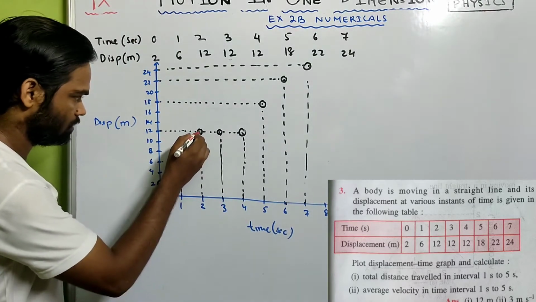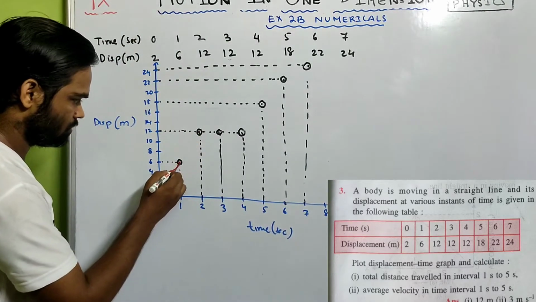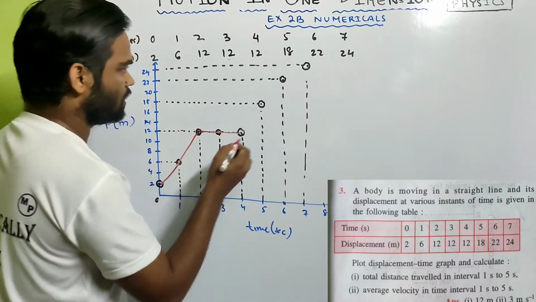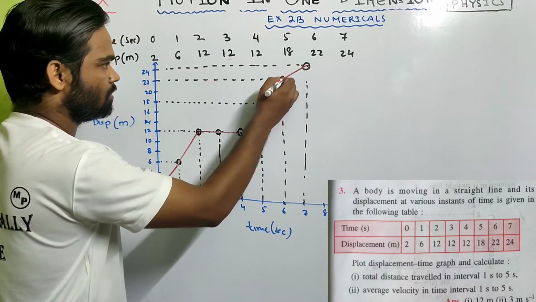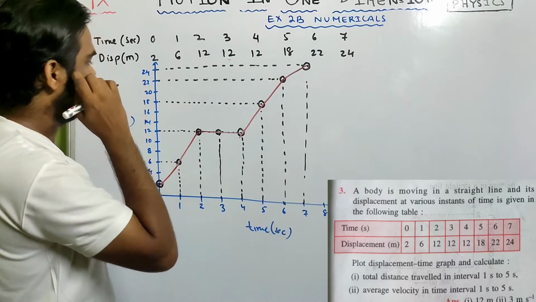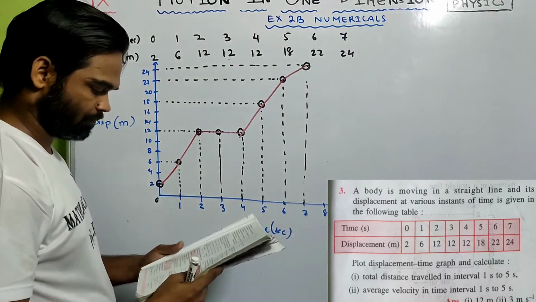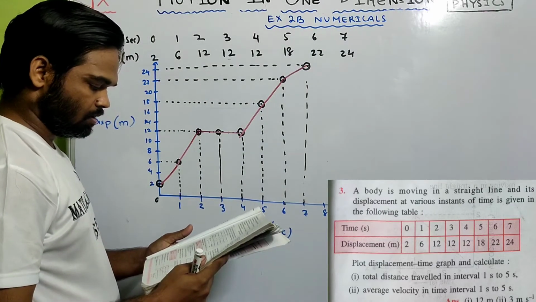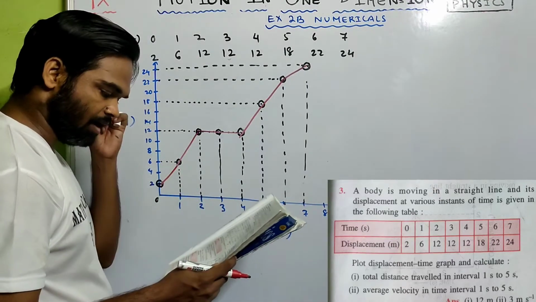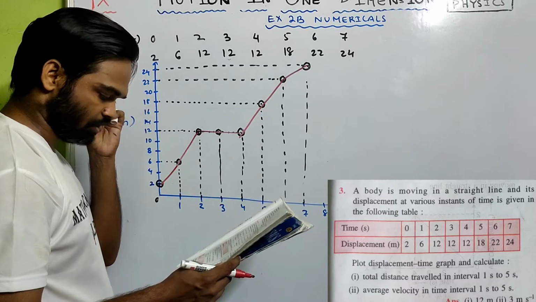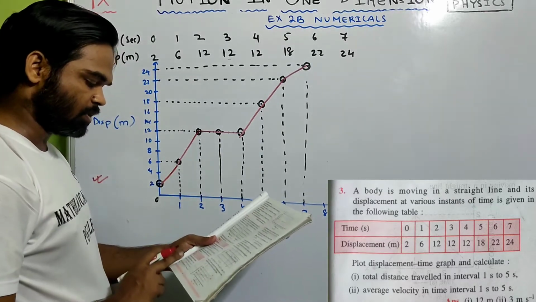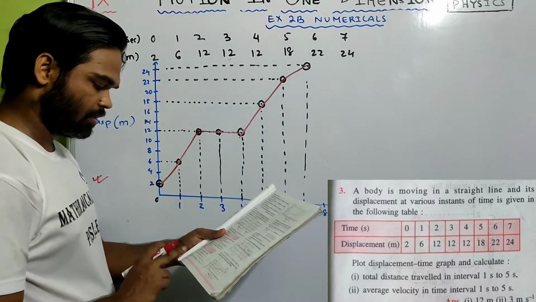If you look carefully, this straight line, now I think, yeah, this is clear. Now what they've asked, this is done. Your graph is done. Then they have asked, what will be the displacement? Sorry, I was reading number 2. Plot displacement time graph, done.